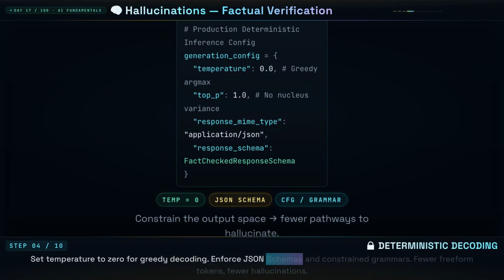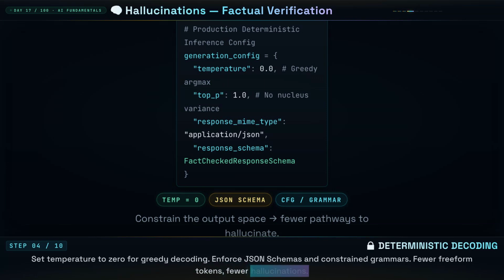Next, constrain the output space. By enforcing a strict JSON schema or context-free grammar constraints, you prevent the model from appending conversational filler or unconstrained narrative tangents where hallucinations thrive. If a model cannot emit arbitrary free-form tokens, it has significantly fewer pathways to hallucinate.